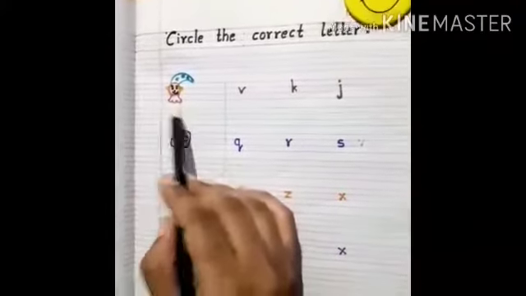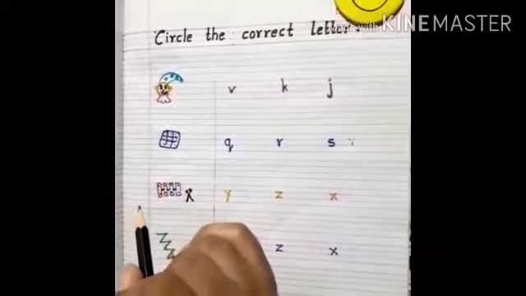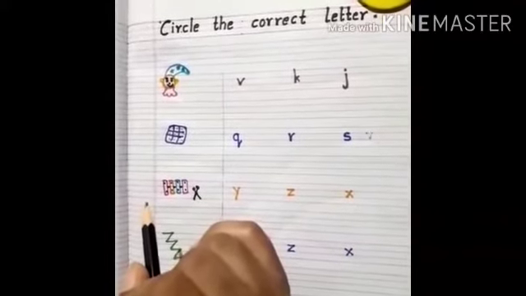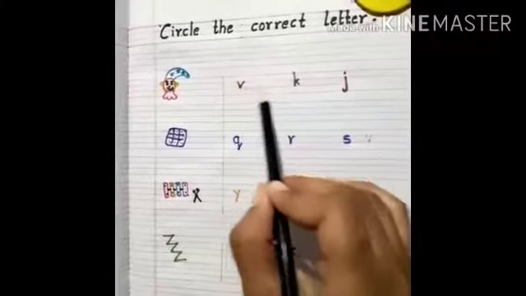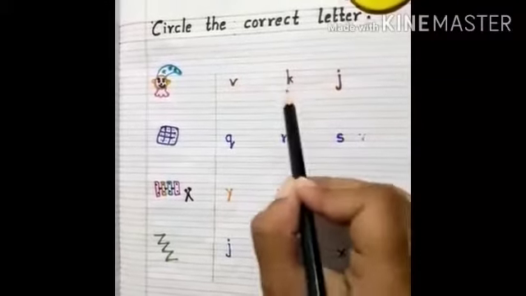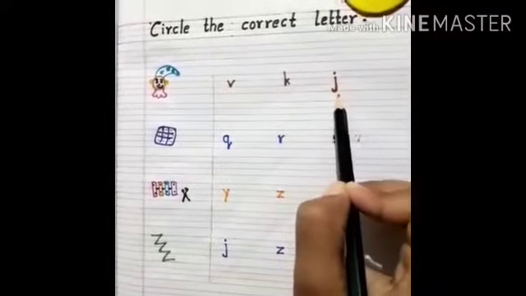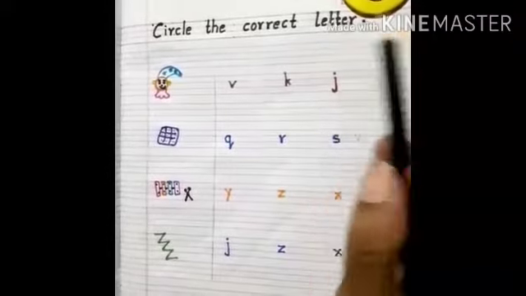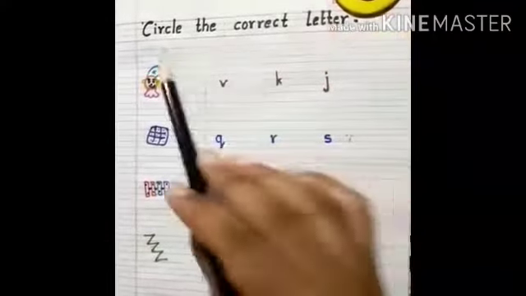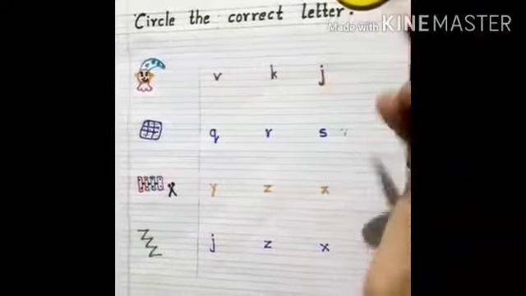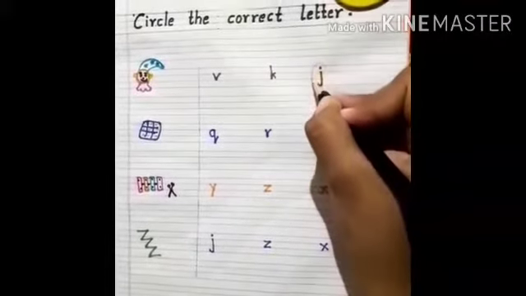Yes, this is a picture of a joker. And what is for joker? Which letter? Let's find it out. Yes, the letter J. Now we will circle this letter. Why? Because it is correct one. Now let's circle it.